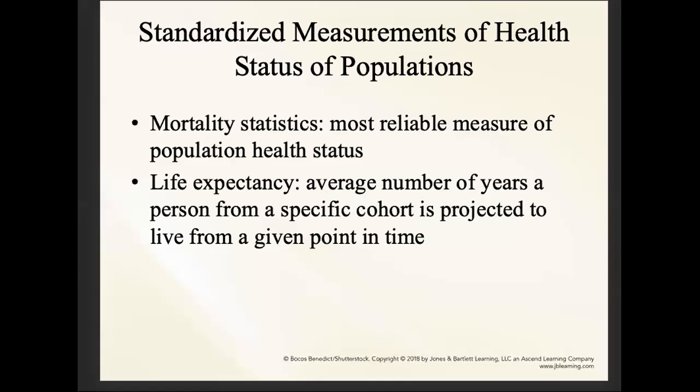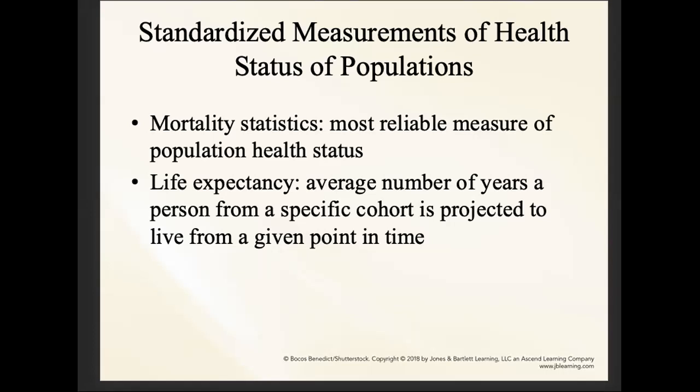So the standardized measurements of health status of populations include mortality statistics, which are the most reliable measure of population health status. We can have an age-adjusted death rate. It's a better indicator than an unadjusted crude death rate for examining changes in the risk of death over a period of time when the age distribution is changing. Morbidity and mortality rates vary greatly depending on age, sex, race, and ethnicity. And 21st century mortality statistics show a shift in the leading causes of death.